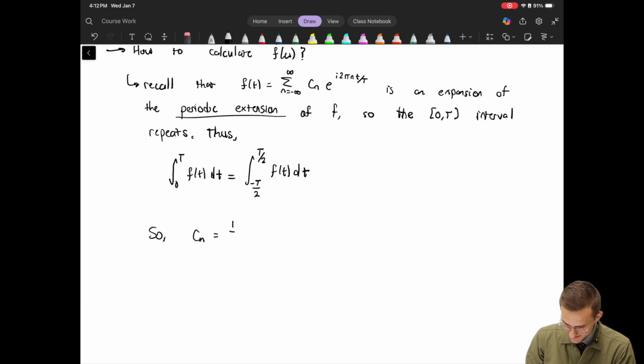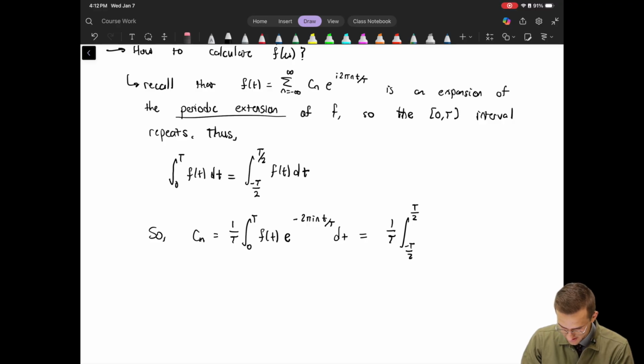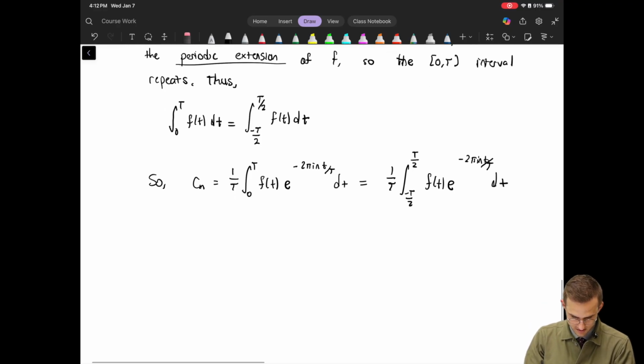So Cn is normally defined as 1 over T, integral from 0 to T of f(t) times e to the minus 2 pi i n t over T dt. We can write that as 1 over T, integral from negative T over 2 to T over 2, f(t) e to the minus 2 pi i n t over T dt.